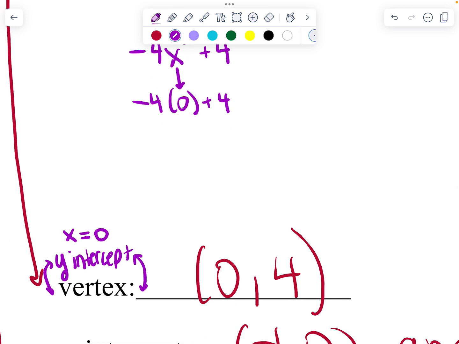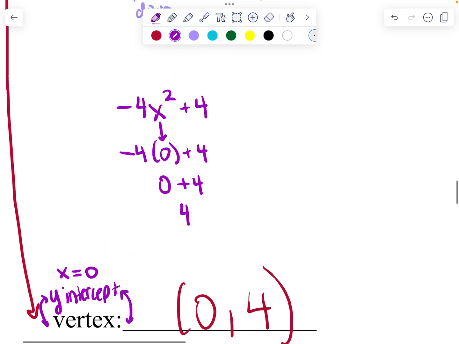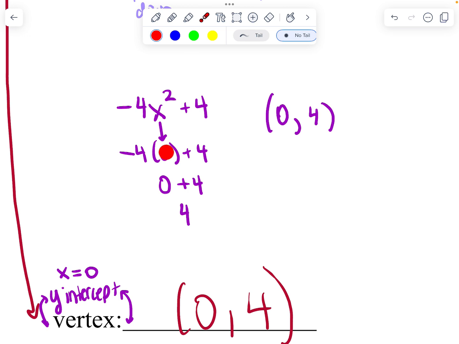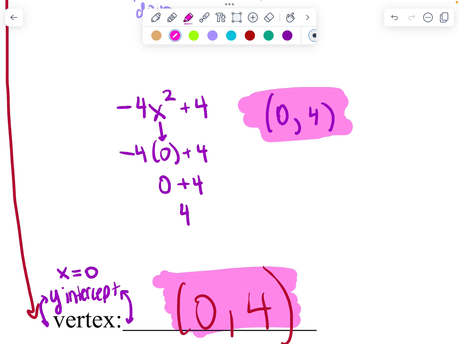Negative 4 times 0 is 0. Bring down the plus 4. That's it. So if I do this, 0 went in. Notice again, the x is 0. So in an ordered pair, the first number is x, and the second number is what we got. 0 went in, 4 came out, and look, the (0, 4) is the same as that (0, 4).